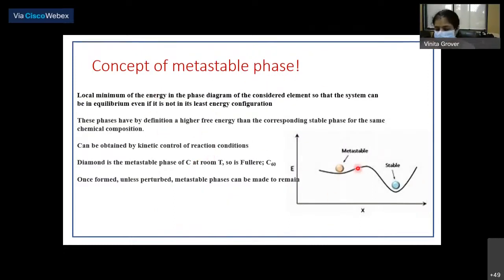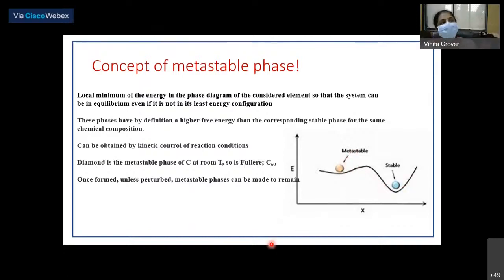So, the concept of metastable phase. All of us know that stable phases occupy the free energy minima, the absolute minima. However, if in the energy diagram there is some minima which might not be the absolute minima, but is still some minima, the local minima as we call it, then that phase is called the metastable phase. You will never be able to obtain it by thermodynamic conditions because it has higher energy than the stable phase.